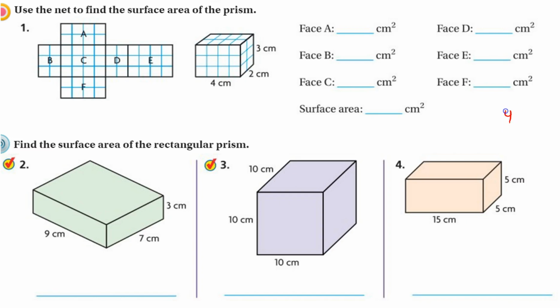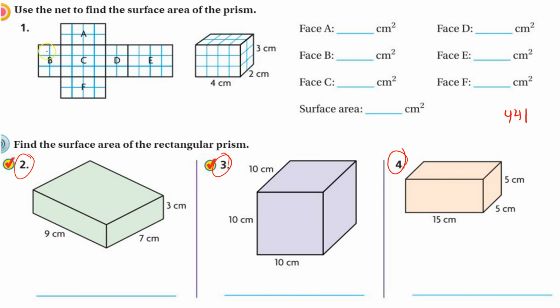All right, now I'm on page 441 of the Go Math textbook. Let's do this. They gave us a cube, and then they also broke it up and showed us the net using the graph paper. So again, you can do this using your graph paper on any of these problems if you'd like, okay?